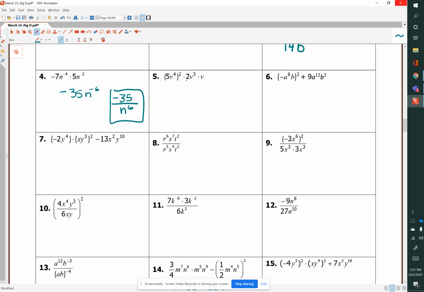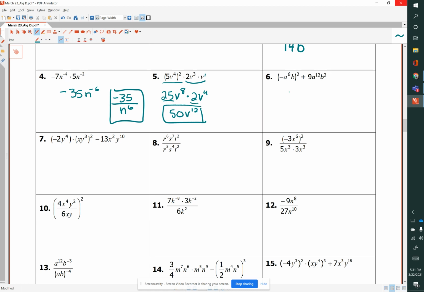5v4 raised to the second power times 2v3 times v. So first we'll evaluate this. So 5 times 5 is 25. And v, 4 times 2 is 8. Times 2v3 times v, there's an invisible 1. So this would be 2v to the fourth power. Then 25 times 2 is 50, and we add those exponents, so that would be v to the 12th power.